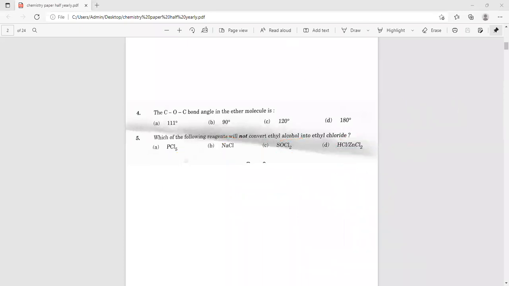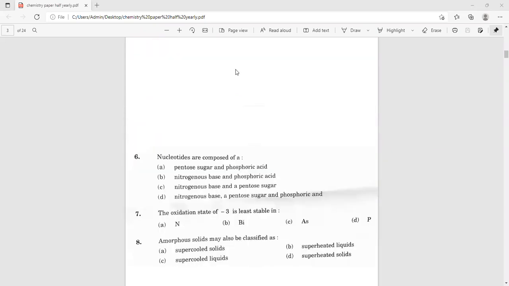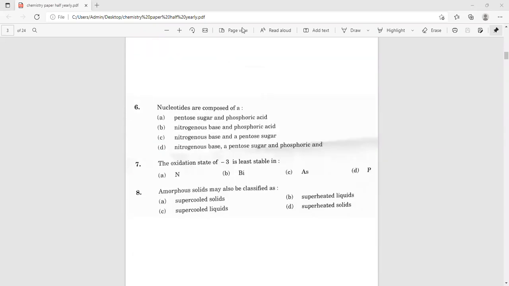And question number 6. Question number 6 is, nucleotides are composed of. Actually, nucleotides are composed of a nitrogenous base, pentose sugar, and phosphoric acid. All are there.